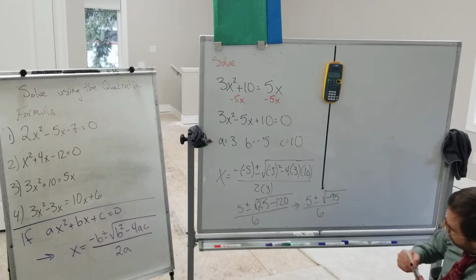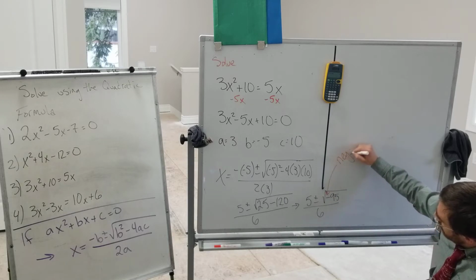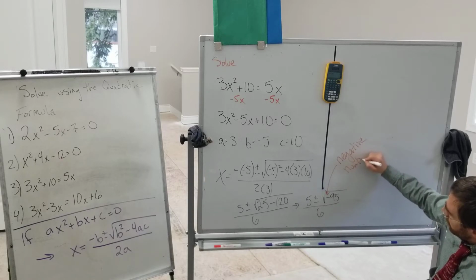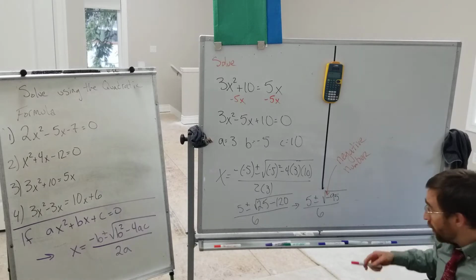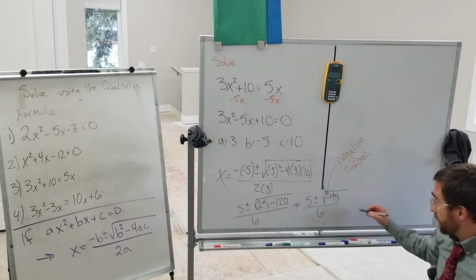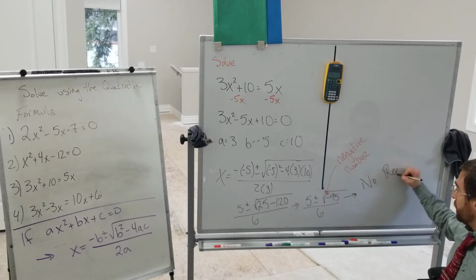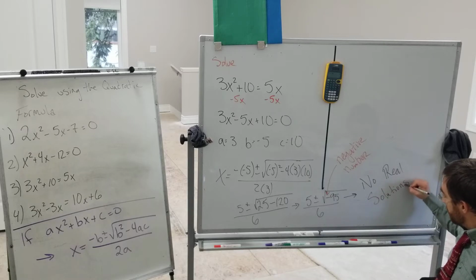Notice we have a negative number inside the square root. In Algebra 1, what we do in this case is we just say, whoop, no real solutions.